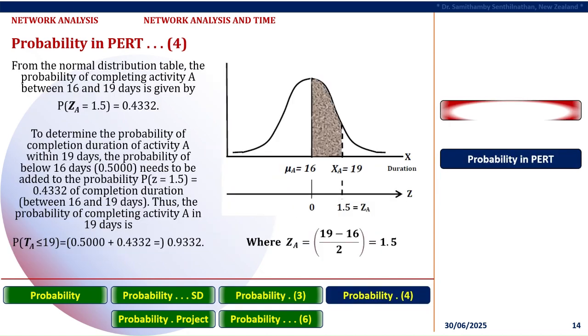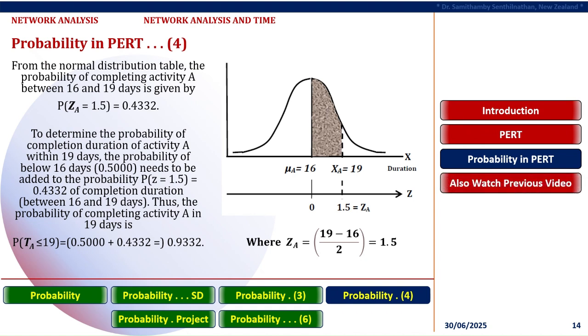From the normal distribution table, the probability of completing activity A between 16 and 19 days is given by probability of ZA equals 1.5, which equals 0.4332. To determine the probability of completion duration of activity A within 19 days, the probability of below 16 days, 0.5000, needs to be added to the probability P, Z equals 1.5, equals 0.4332, of completion duration between 16 and 19 days. Thus, the probability of completing activity A in 19 days, that is the probability of completion duration of activity A less than or equal to 19, is equal to 0.5000 plus 0.4332, which equals 0.9332.